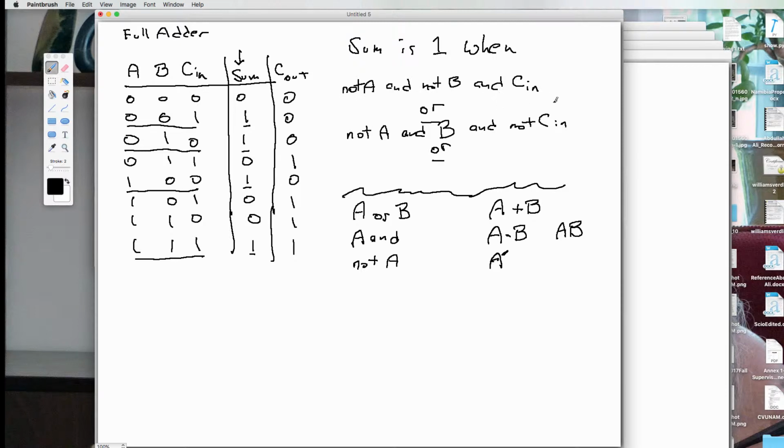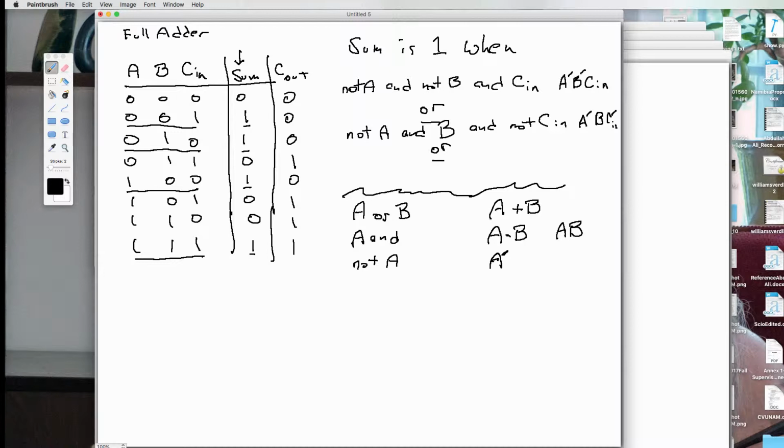So if we want to come back over here, if I want to say not A and not B and C in, I might write that A prime, B prime, C in. And if I wanted to come over here and say not A and B and not C in, that would be A prime, B, and then not C in, we would say C in with a prime there.